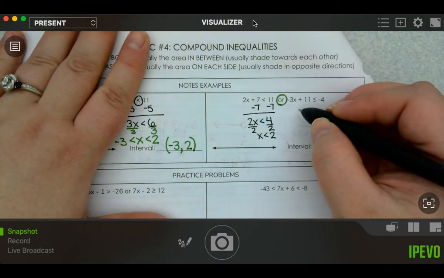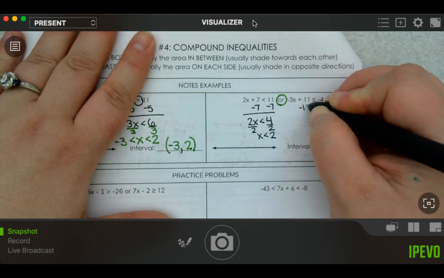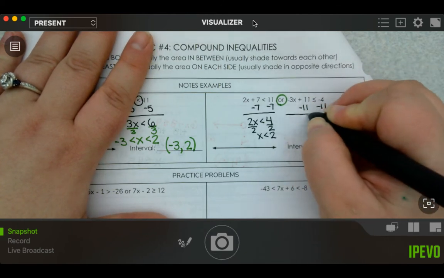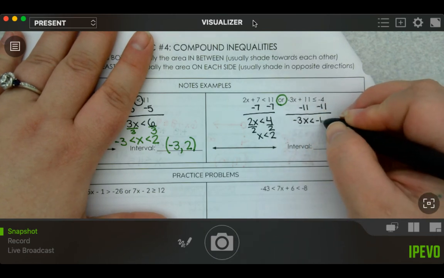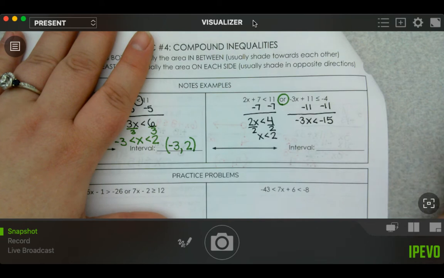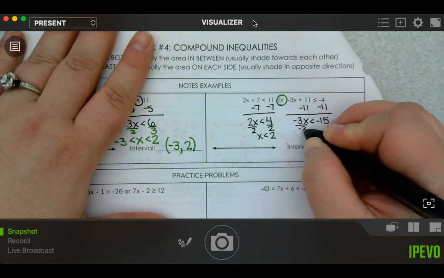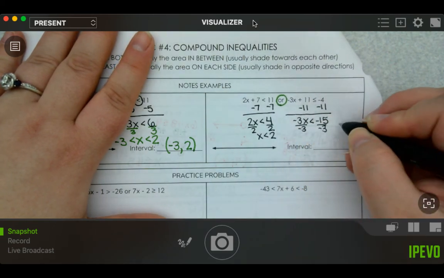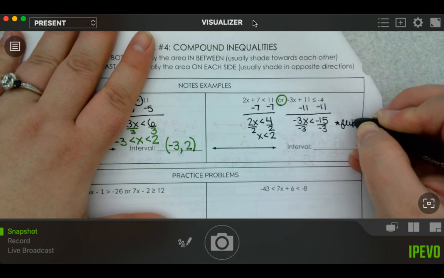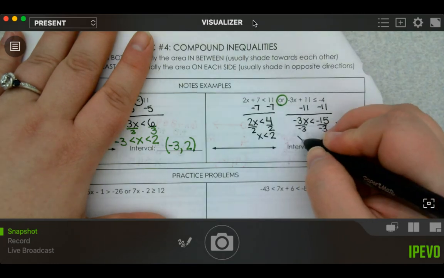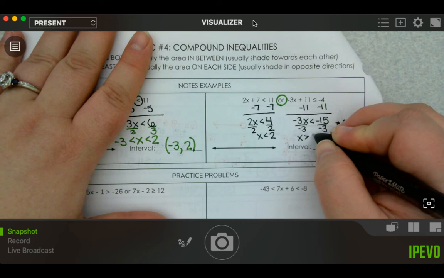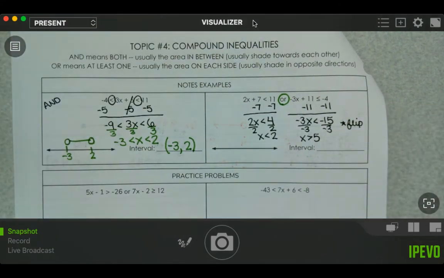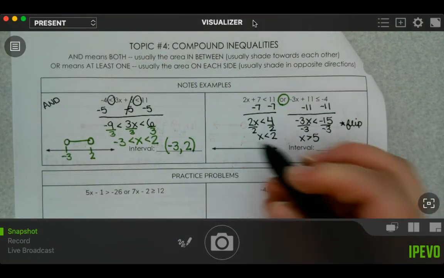Over here, I'm going to subtract the 11 from both sides. And this is like its own problem over here. Negative 4 minus 11 is negative 15. Then I'm going to divide by that negative 3 in front to get rid of it. The only thing is I'm dividing by a negative there, so it has to flip. And that's going to become greater than negative 15 divided by negative 3 is 5. So 2 and 5 are the two numbers I need to put on here.